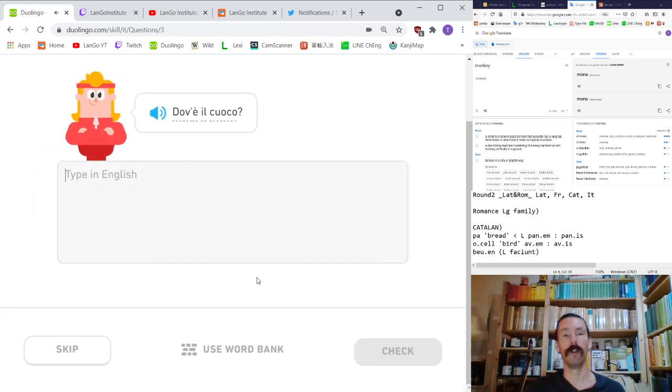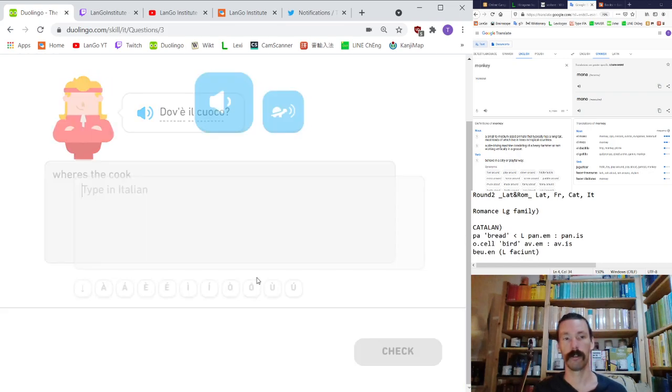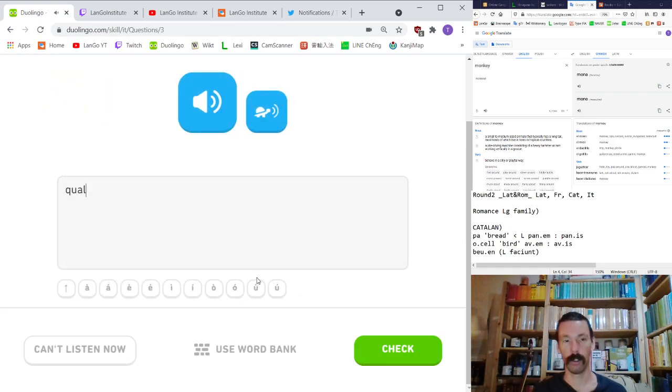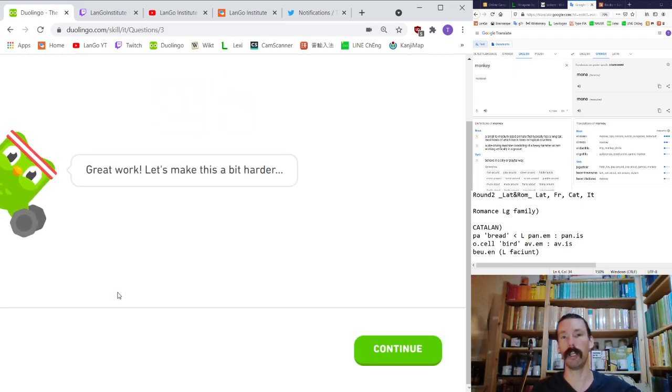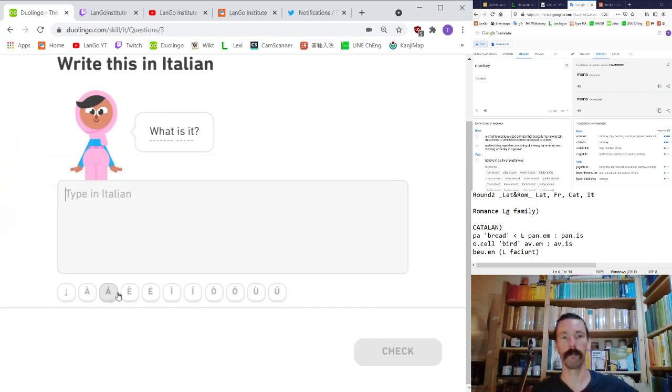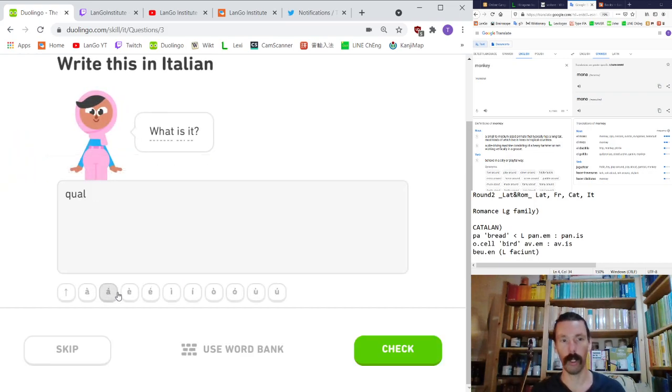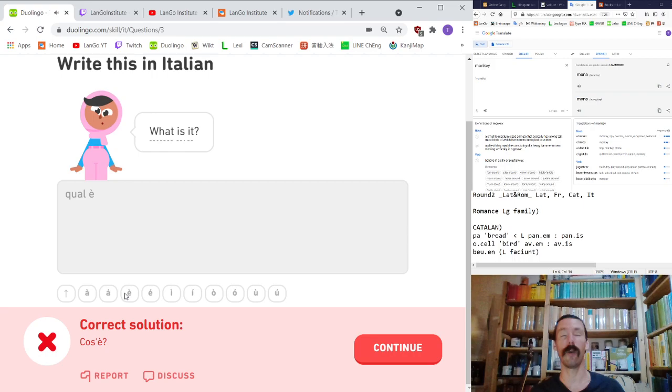Dov'è il cuoco? Where's the cook? Qual è? Which is it? We need that word it, a subject pronoun in English, but Italian doesn't. You can drop it. The è tells you it's third singular, the verb form there. Qual è? Qual, no ending, è. Cos'è? What is it? Cosa means either thing or what. Cos'è? And you'd lose that final a with the following verb.